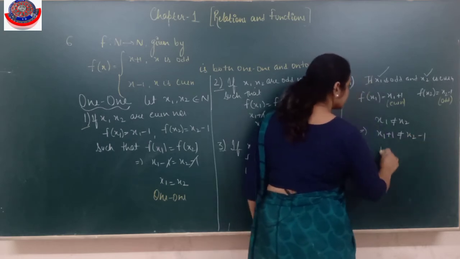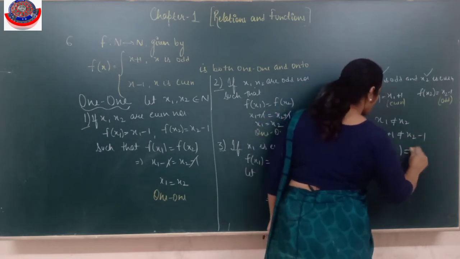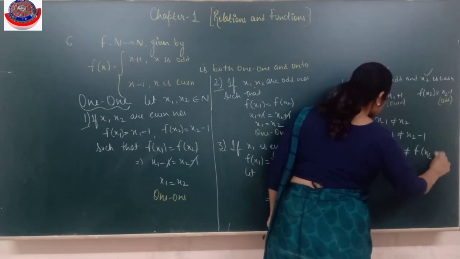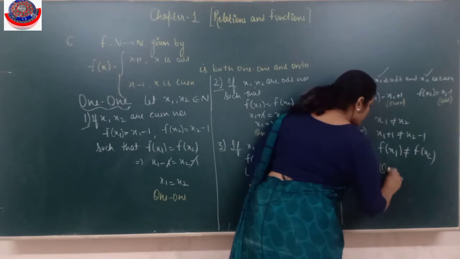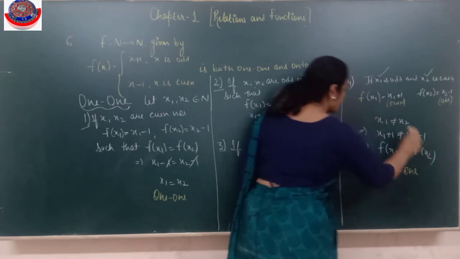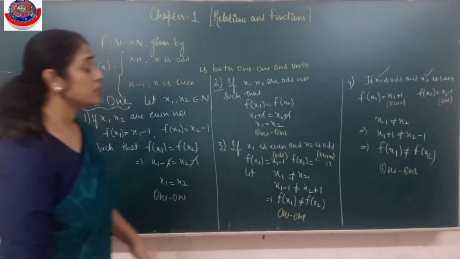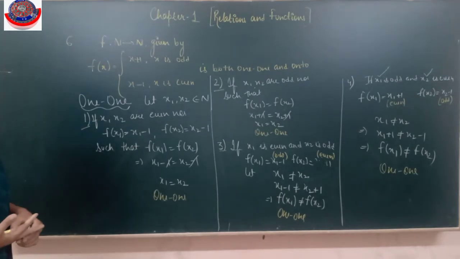This is f of x1 that is equal to f of x2. That means if x1 and x2 are not equal, their images are also not equal. So it is a 1-1 function. It is a 1-1 function. I hope it's clear to everyone.